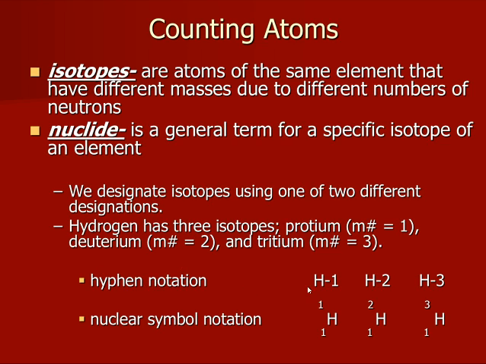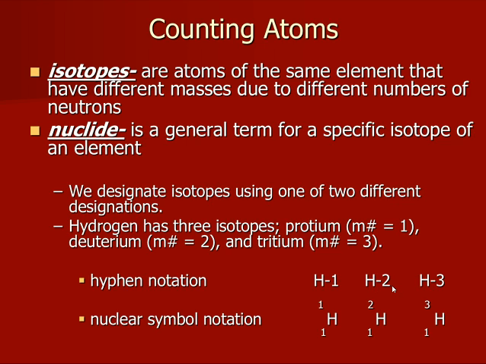The hyphen notation for protium, the form of hydrogen that has 1 proton but no neutrons, is represented as capital H hyphen 1. The number after the atomic symbol represents the mass number. It is the sum of the number of protons and neutrons. Here there's 1 proton but no neutrons, therefore the number is 1.